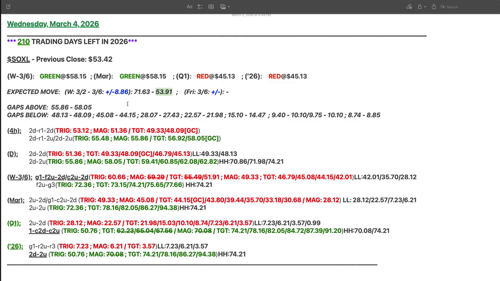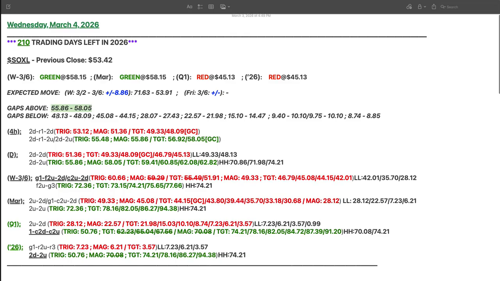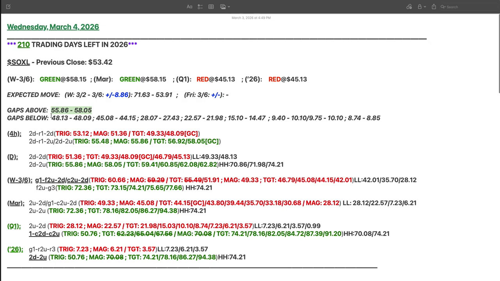So, gaps above, right? We just created one today or overnight, Monday night. So we do have that above, and we did close one of the gaps below today, right?